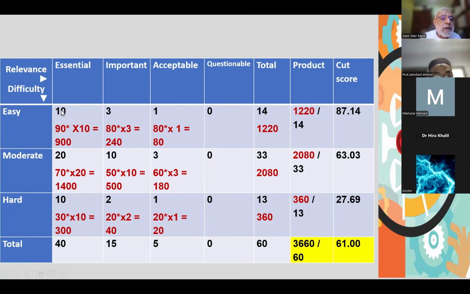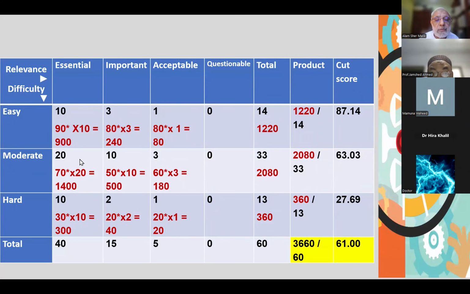This is number of questions. You see this black, the same black is here, 10. This black, same black is here. So maybe I should put it as a black because it is the same number. So there are 10 questions, multiple choice questions, which are in the category of essential and easy. And the subject experts decide that 90% of the students will be able to answer that question correctly. So 90 times 10, that gives us 900.